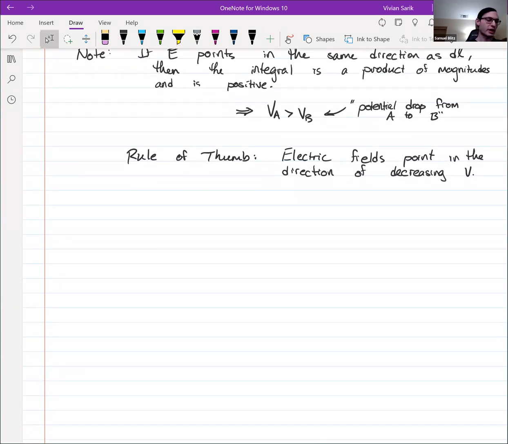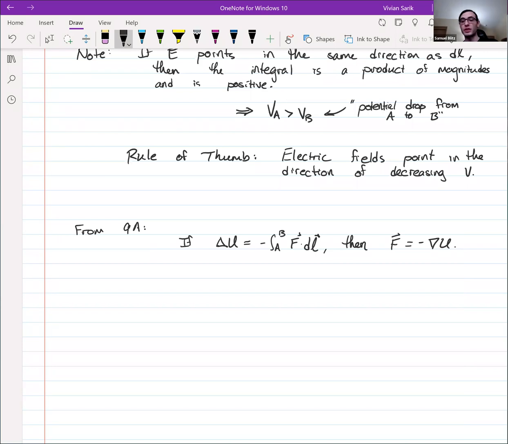First, just a quick thing to remember from 9A. Hopefully you remember this. We saw the following in 9A: if delta U, the change in potential energy, is the negative of some line integral F dot dl, where F is just some force, then that meant that the force is the negative gradient of the potential energy. And the same reasoning applies here. All we did is replace some letters. So we have here that the electric field is the negative gradient of the electrostatic potential.